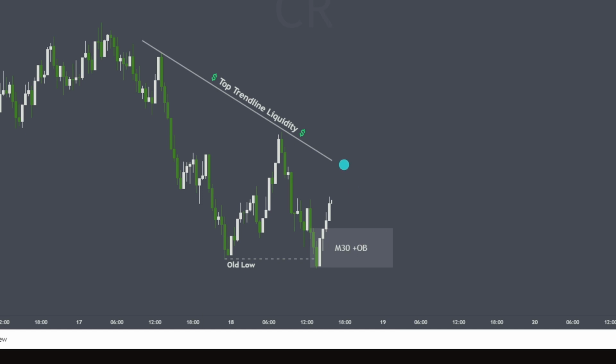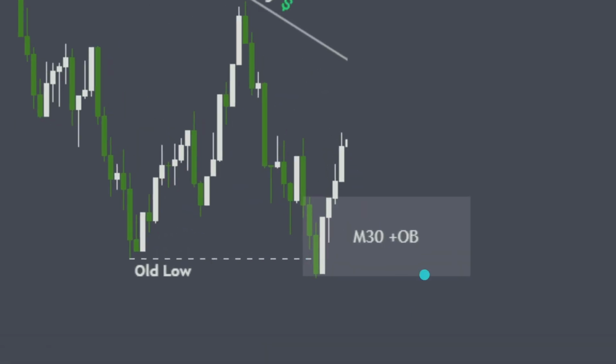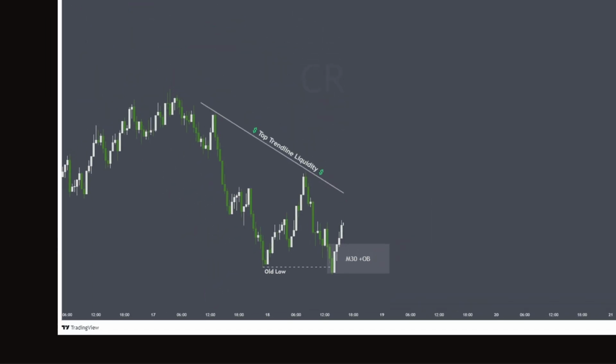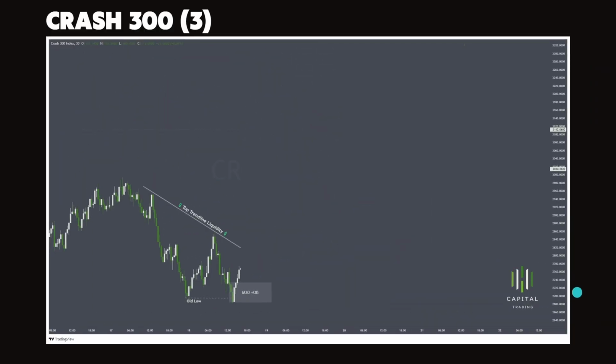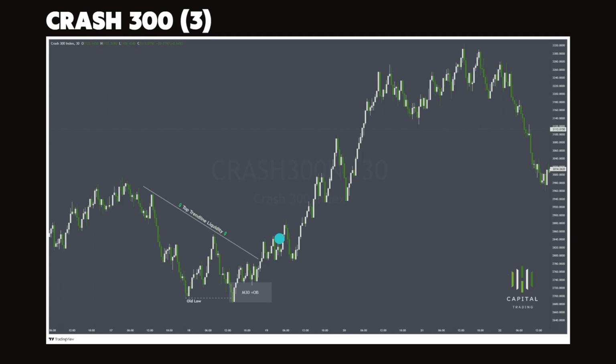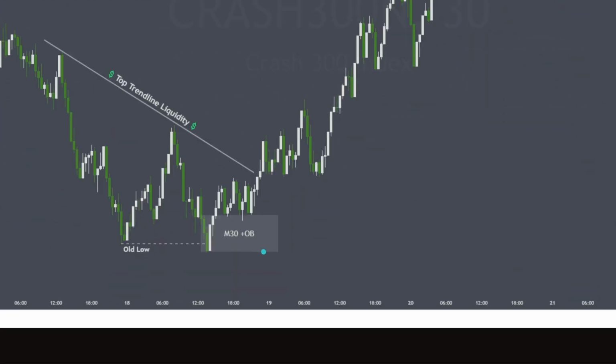We want to see if price is going to come back or return into this M30 bullish order block after taking out this old low, which was a shift in market structure, right? When they do that, they're shifting the market structure to bullishness. So what happens now is, we want to see what's going to happen. So let's get to it. It happened as we expected.